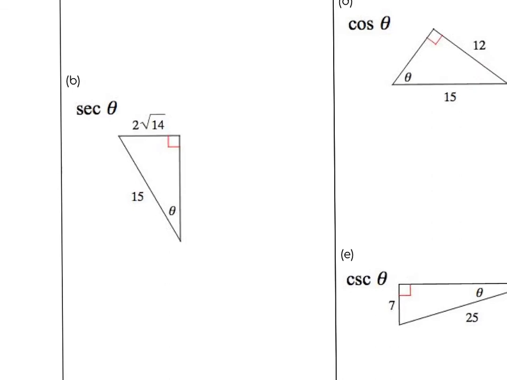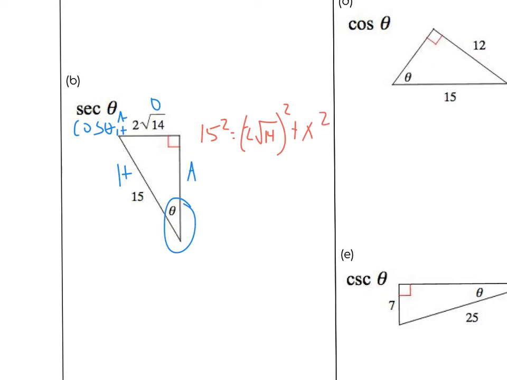All right, secant of theta. Secant goes with cosine, and cosine is going to be adjacent over hypotenuse. Let's label some stuff. Here we've got our opposite, our hypotenuse, and our adjacent. We don't have adjacent yet, so let's figure that out. I'm going to Pythagorize again. We've got 15 squared is equal to 2 square roots of 14 squared plus x squared for that other side. And when we do that, we get 225 is equal to 4 times 14, which is 56, plus x squared.